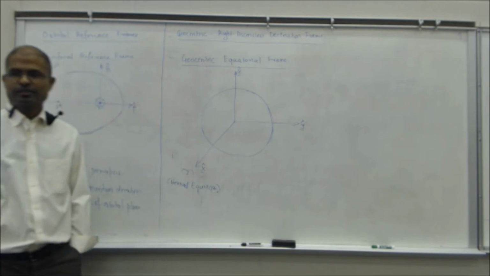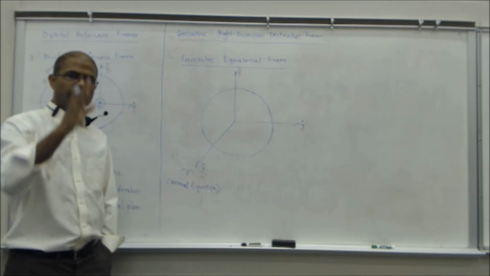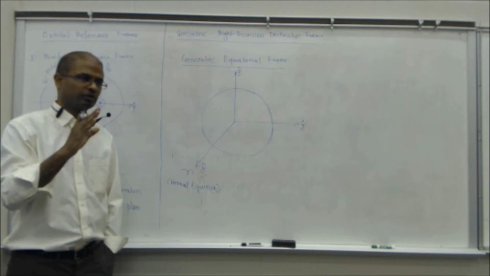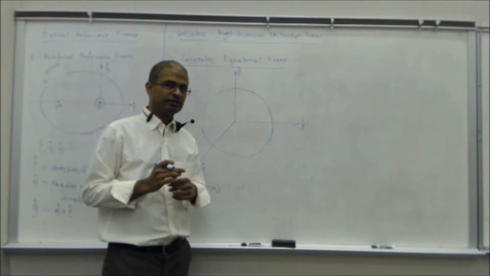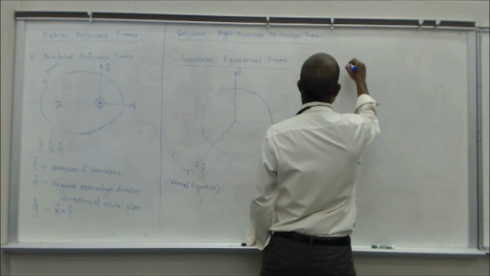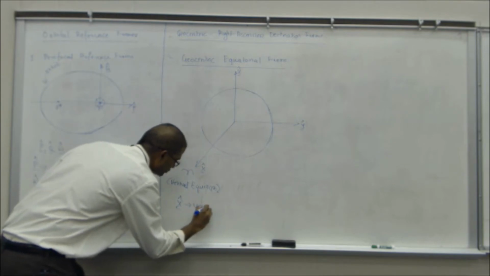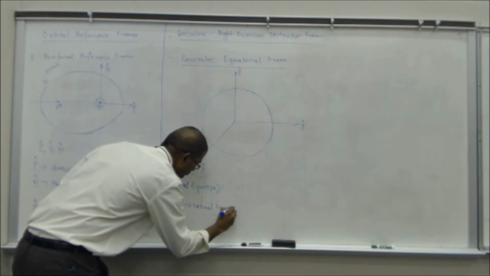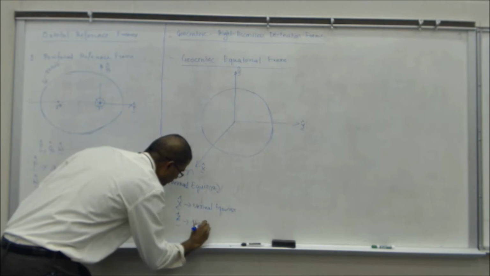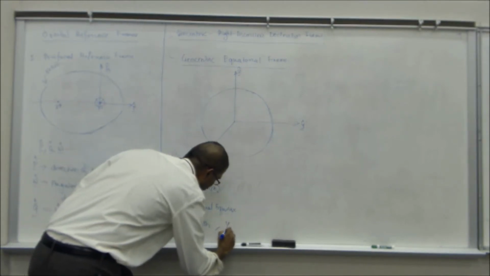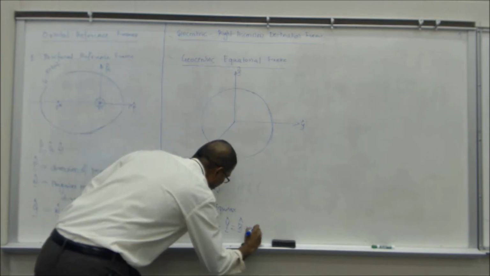So this x direction is pointing to the vernal equinox. The z direction is pointing to the north side, the north pole. And the y direction just completes the triad, right? We always need two directions defined. So x is the vernal equinox, z is north, and y would just be z crossed with x.